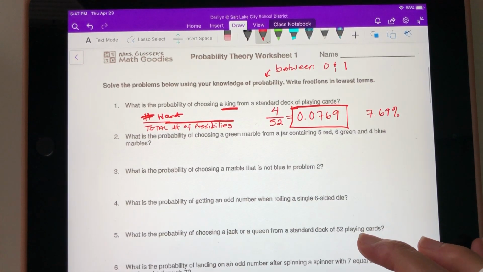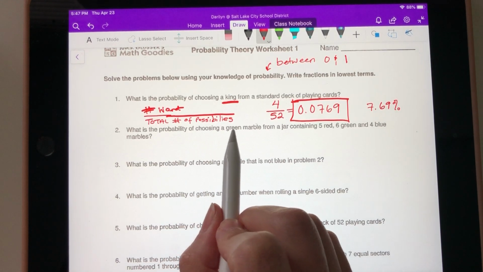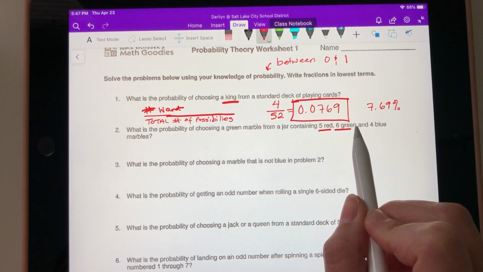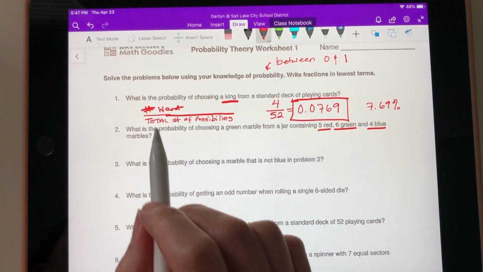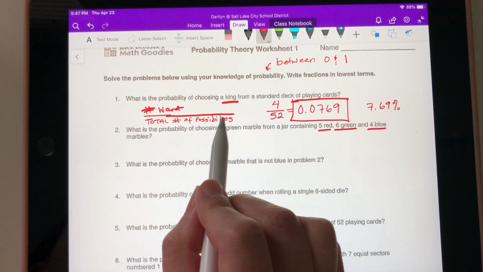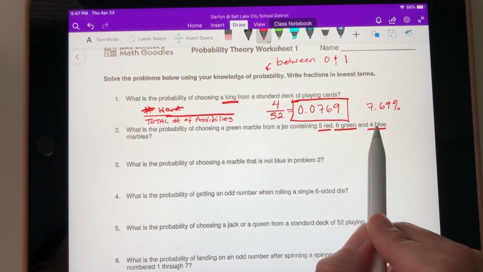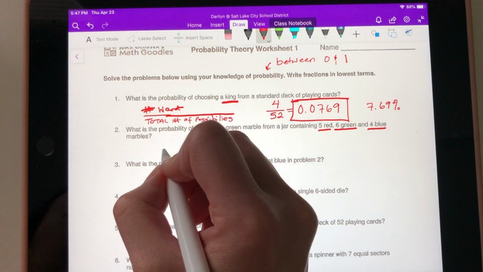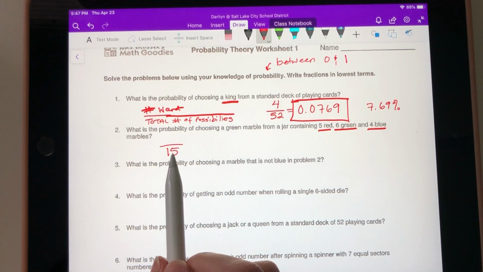All right, now let's move on to the next question. I'm just going to do a couple examples to help you get moving on this assignment. What is the probability of choosing a green marble from a jar containing 5 red, 6 green, and 4 blue marbles? Same thing as before, the number of what you want divided by the total number of possibilities. First we have to add all these up to get the total. 5 plus 6 plus 4 gives me 15. So the total number of marbles is 15.